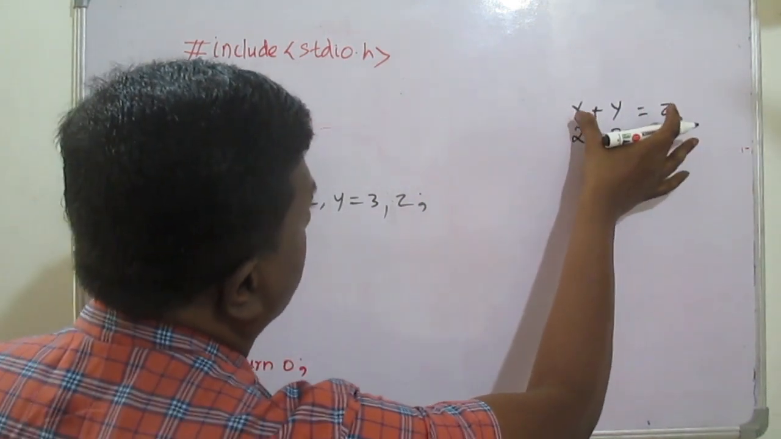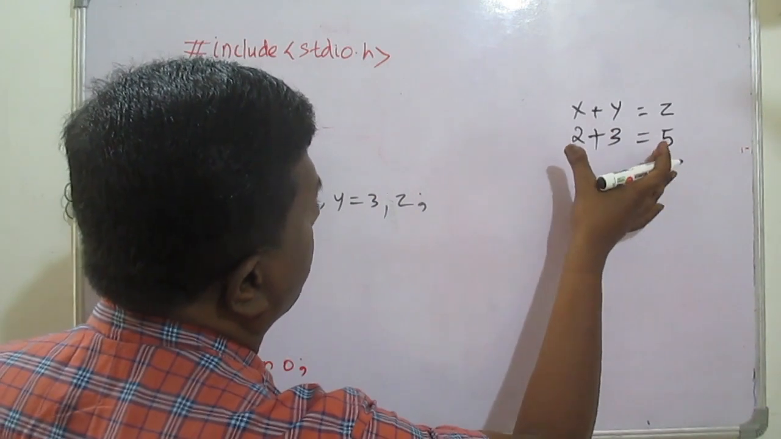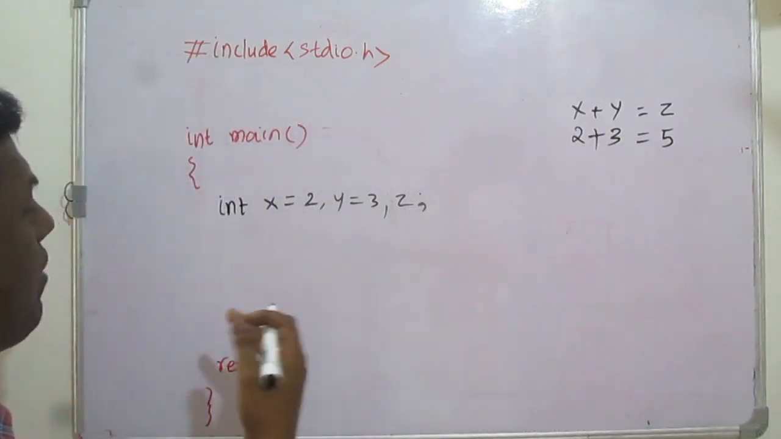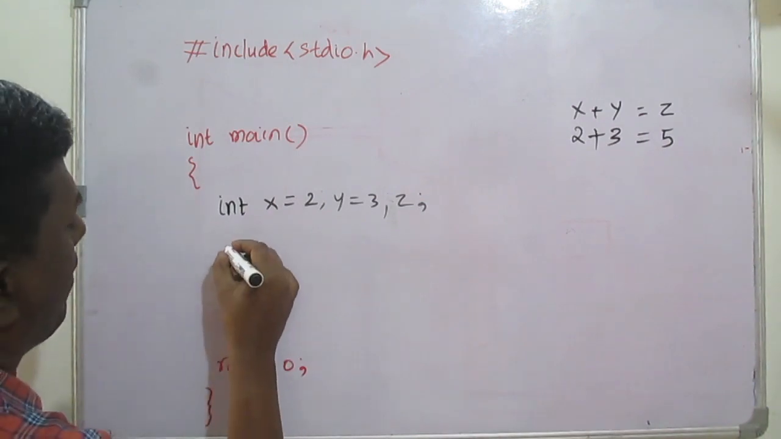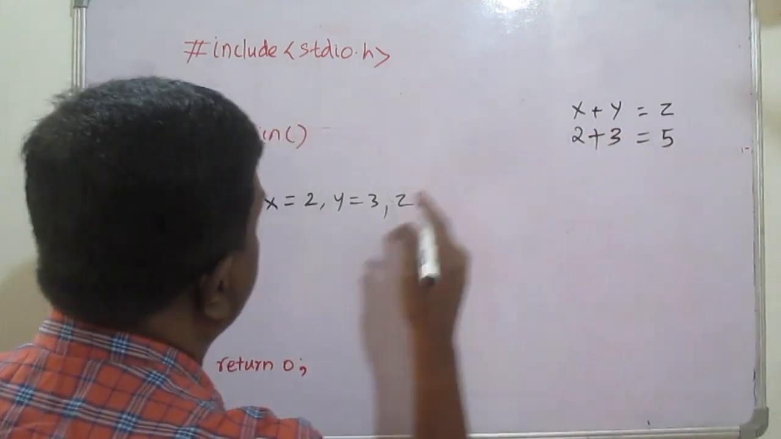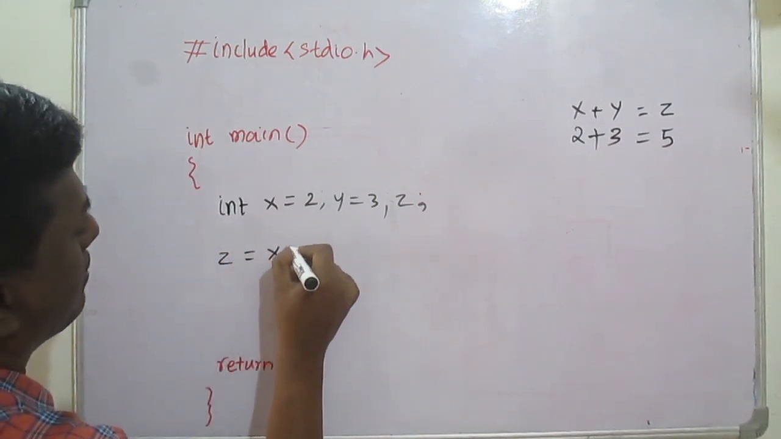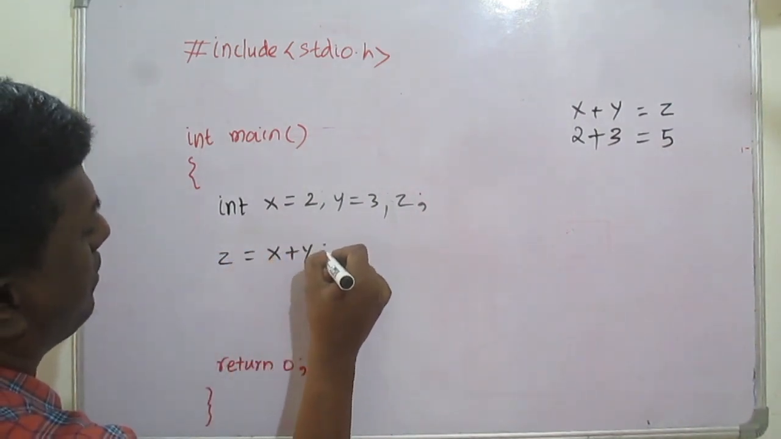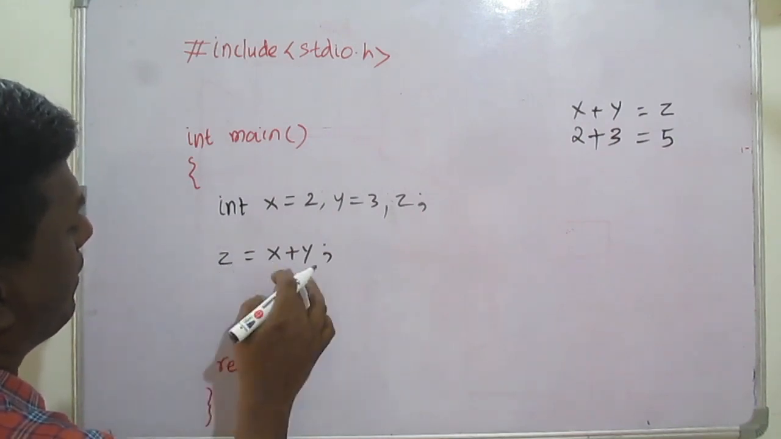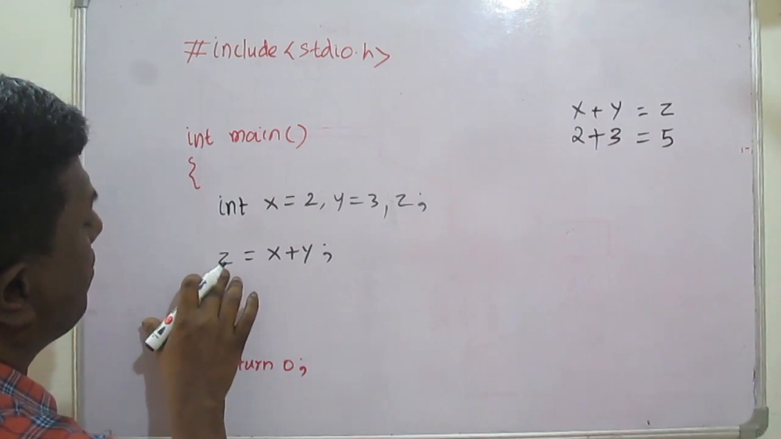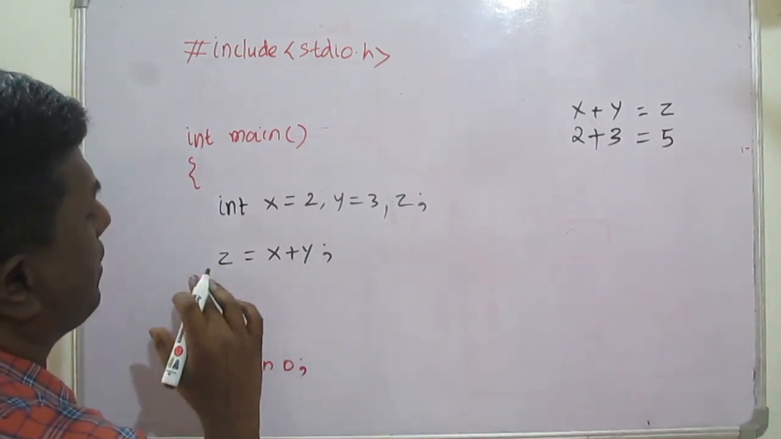This is logic, nothing but steps. In mathematics we just do the steps, like 2 plus 3 equal to 5. That is what we call logic in programming. So here the logic is nothing but z equal to x plus y. That is very simple. So z equal to x plus y. That means x and y we are adding, then that is assigned to z. That is what we have to understand.